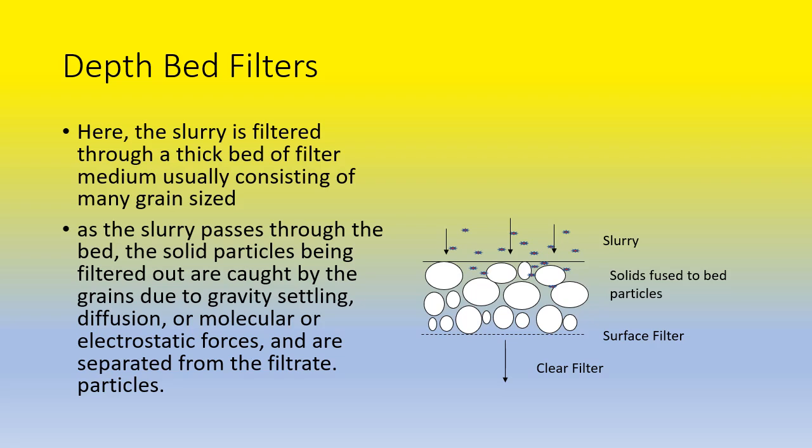So as you can see, the slurry is going through and the solids are being fused to some of the bed particles. So some of the solids will get fused to these particles, while some of the slurry will flow through the filter, while some of the solids get stuck on to the bed particles. And that's how the depth bed filter works.